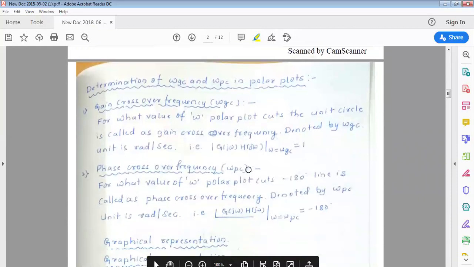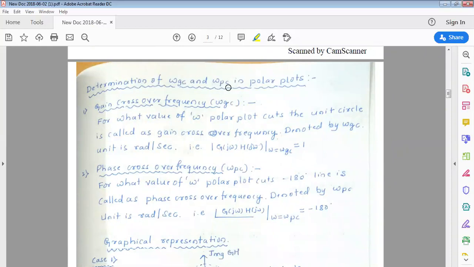Next, I will define some basic terms. Determination of omega GC and omega PC in the polar plot. What are these omega GC and omega PC? We will look into it. Gain crossover frequency, that is omega GC. For what value of omega the polar plot cuts the unit circle is called the gain crossover frequency. It is denoted by omega GC. The unit is radians per second.